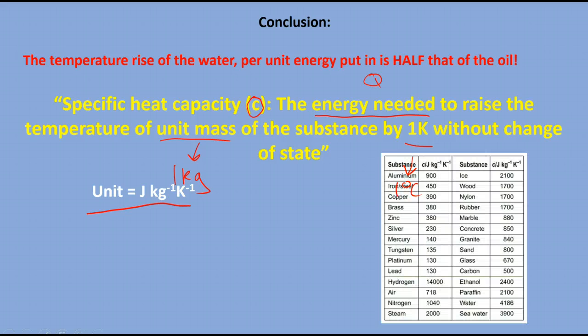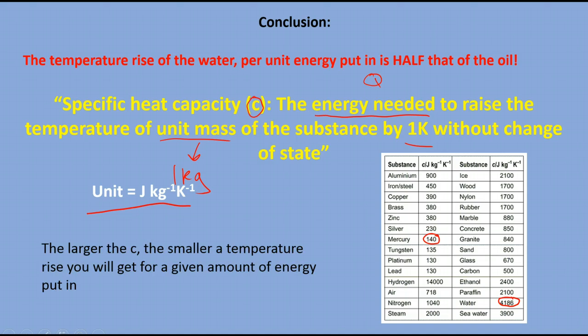And if we have a look at this little picture down here, you can see a list of different specific heat capacities. Here's water at the bottom with a massively high specific heat capacity. I have to put in 4,186 joules to raise the temperature of 1 kilogram of water by 1 Kelvin. Whereas something like mercury, for example, I only have to put 140 joules in to raise 1 kilogram of mercury by 1 degree in temperature. The bigger the C, the smaller a temperature rise you will get for a set amount of energy put in.